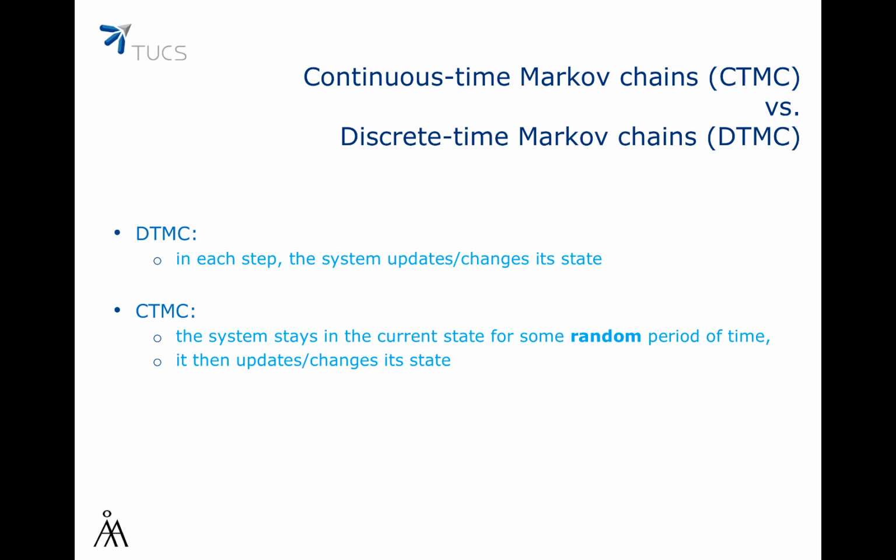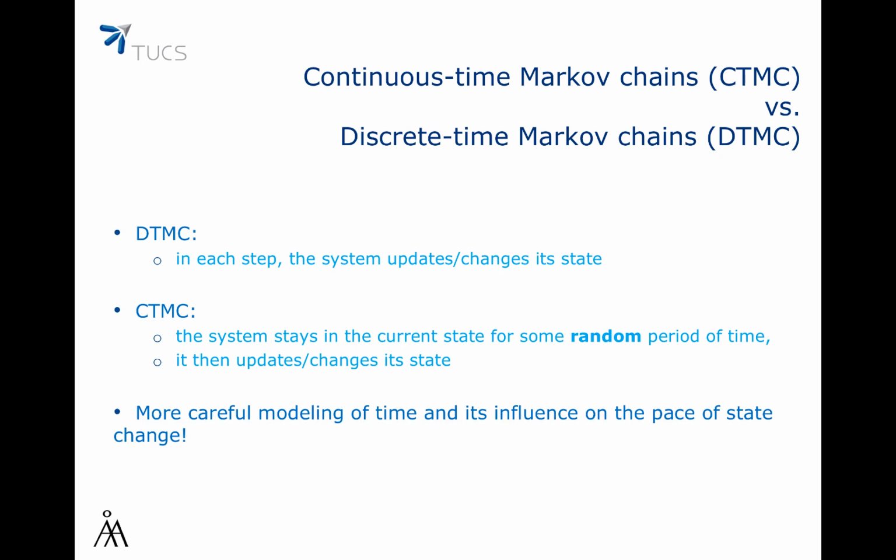Models standing for fast behavior will stay less time in the current state and thus update their states more often. On the contrary, models for slower behavior will stay more time in the current state and thus update their states less often. In one sentence, CTMCs offer a more careful modeling of time and its influence on the pace of state change.